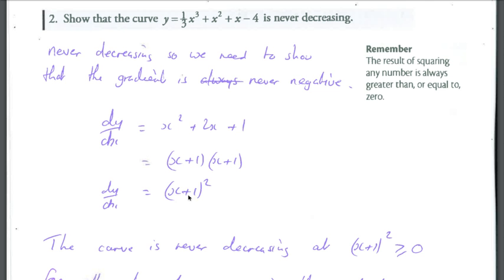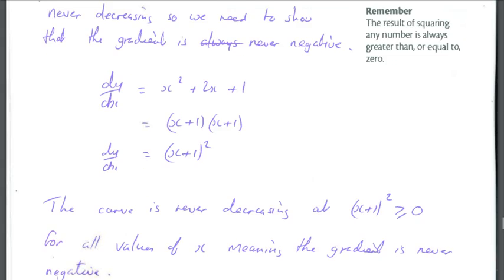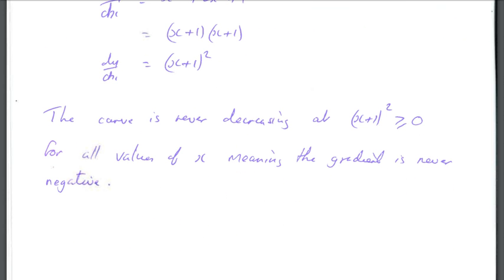So the smallest this can ever be would be 0 squared, which is 0. For any other value of x, it's going to give a positive number. So dy/dx is always either 0 or more, which means the gradient is either 0 or positive. Therefore, the gradient is never negative, so the curve is never decreasing.